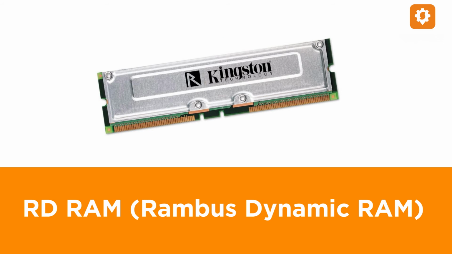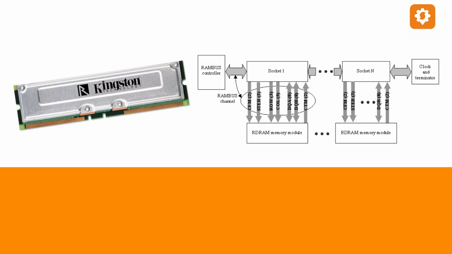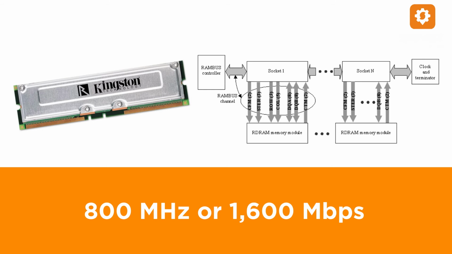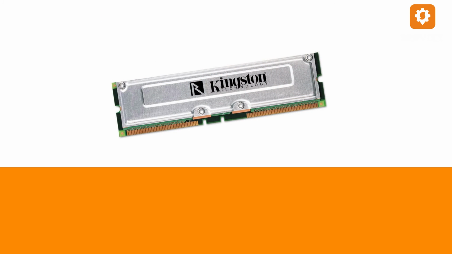RDRAM. RDRAM stands for Rambus Dynamic Random Access Memory. This type of RAM chip works in parallel, which allows you to achieve the data rate of 800 MHz or 1600 MB per second. It generates much more heat as they operate at such a high speed.